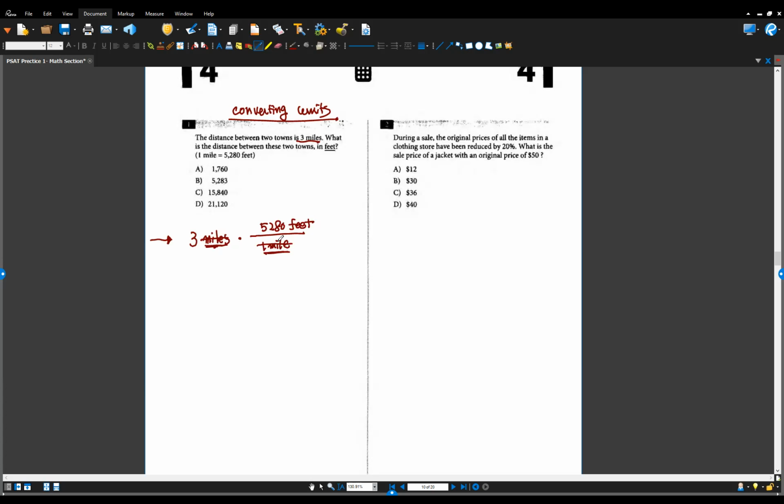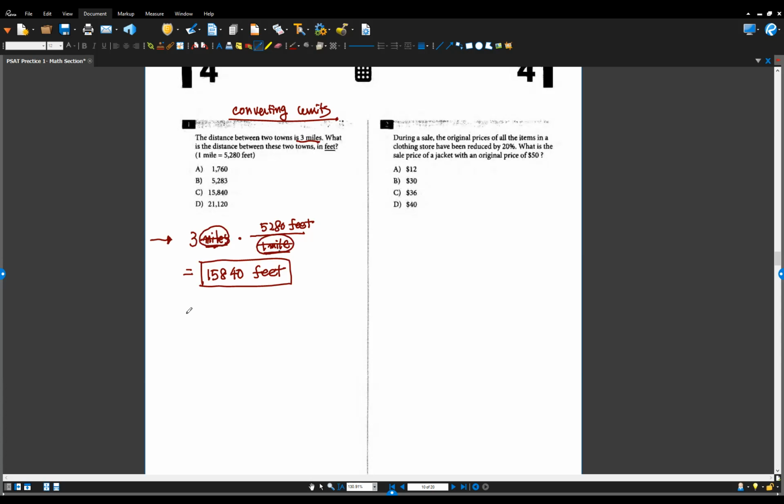Now we only have 2 numbers, 3 times 5280 and feet. So 3 times 5280, how much? 15,840, that's right, and feet. Okay? All right, this is only about 1 unit changed.